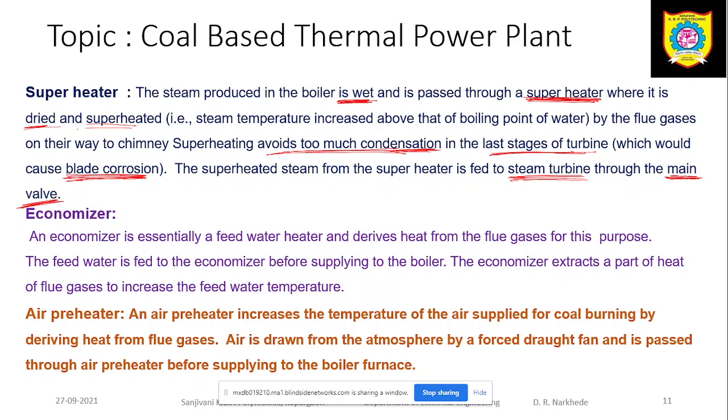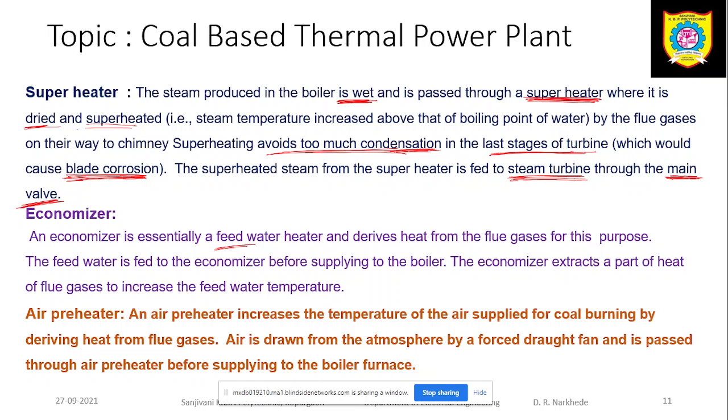Then the second one is the economizer. The economizer is essentially a feed water heater and derives heat from the flue gases. For this purpose, the feed water is fed to the economizer before supplying to the boiler. So basically the water that is required in the boiler for converting that water into steam, or into superheated steam, we can take from a nearby river or nearby pond.